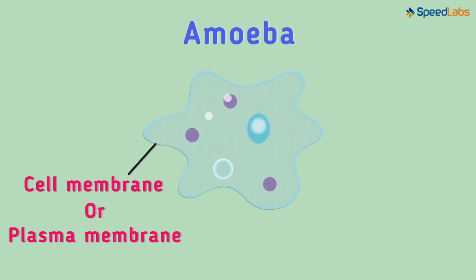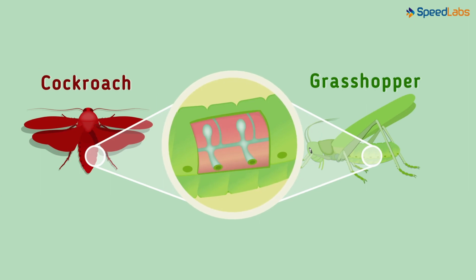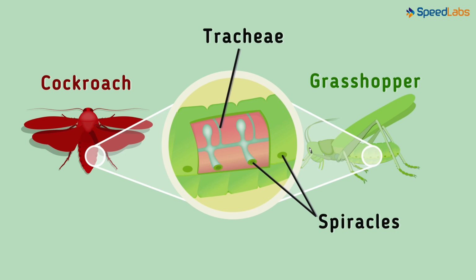That was different. What about insects such as grasshoppers and cockroaches? They don't have lungs either. They have a system of tiny air tubes called the tracheae for breathing. Tracheae are tube-like structures that open on the sides of their body through tiny pores called the spiracles. During respiration, the oxygen-rich air enters the body of these insects through spiracles and reaches all the cells of the body by passing through a network of tracheae.